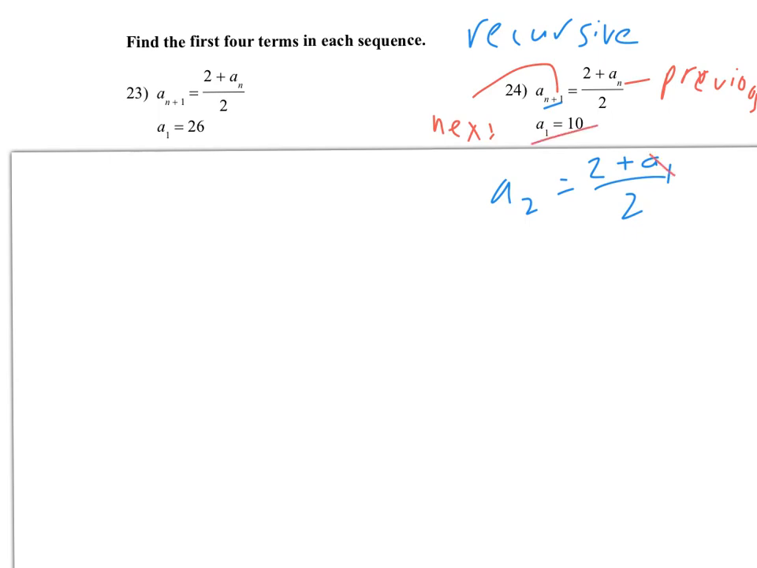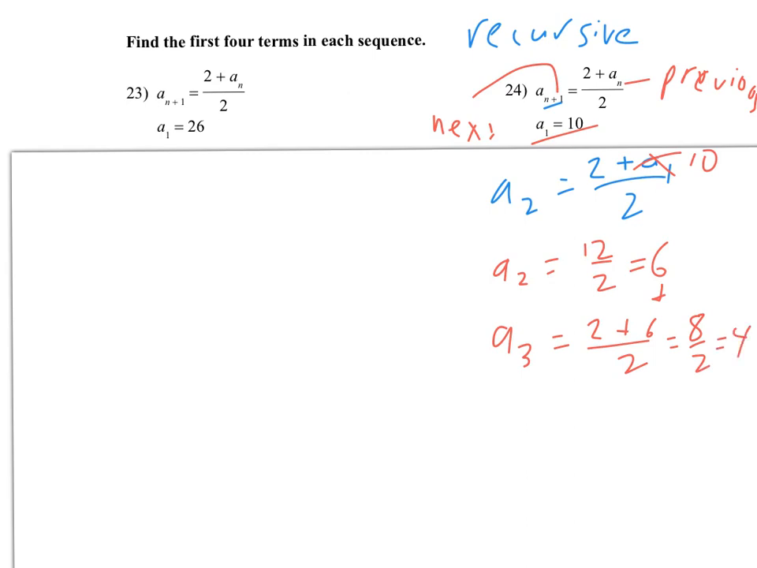So I can take that first term, which is 10, and plug it in right there. So I get a sub 2 equals 2 plus 10 over 2. So I'm just going to call that 12 over 2, which is 6. And then my a sub 3 is going to be 2 plus the previous term. So I'm going to take that 6 that I got right there and plug it back in, all over 2. So that's 8 over 2, which is 4. And then for the fourth term, I'll just do the same thing one more time. 2 plus, and then take this one, 4 all over 2, and that's going to give me 3. So my list is going to be 10, 6, 4, 3.